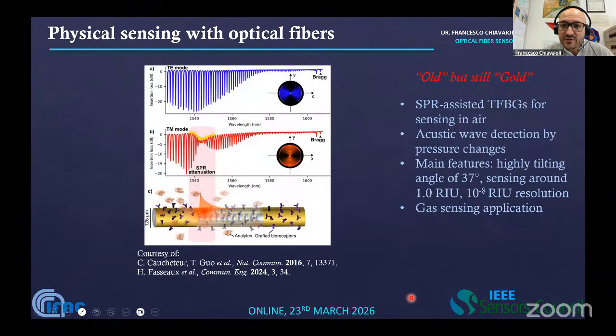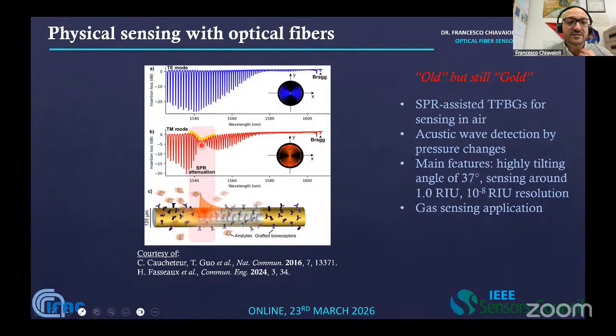Another interesting example, still in physical sensing, is the combination of fiber Bragg gratings, specifically tilted fiber Bragg gratings, with the excitation of SPR, thanks to the deposition of a 50 nanometer layer of gold over the optical fiber. In this case, by simply looking at the TM polarization that creates the combination of the TFBG spectrum with the absorption of gold, we can monitor those bands close to the SPR signature, which is very sensitive to environmental changes.